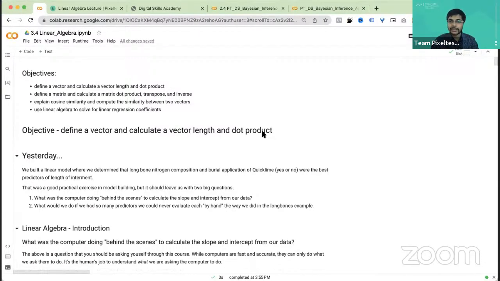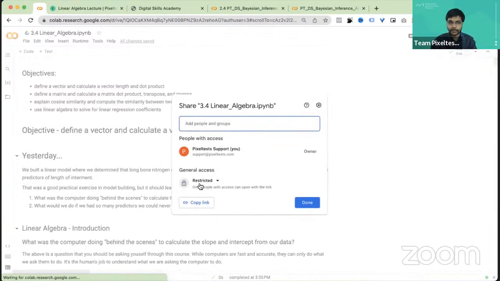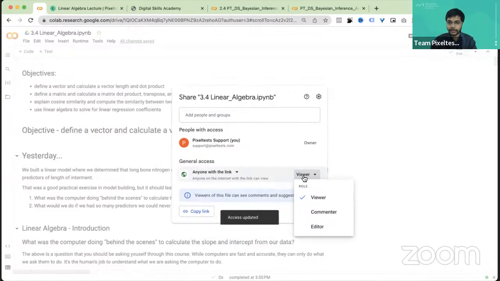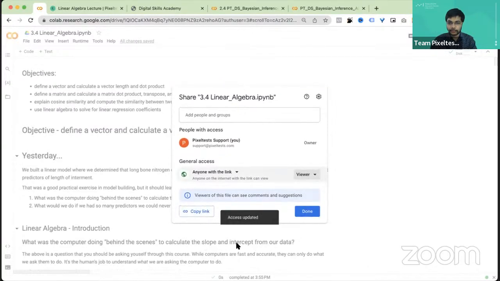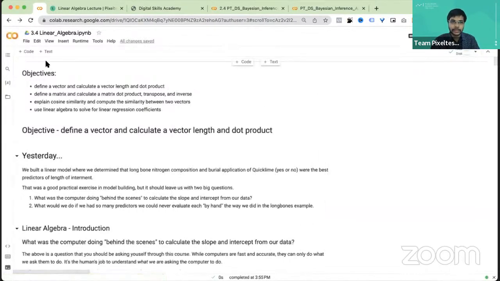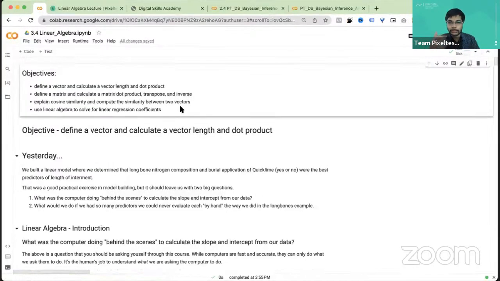I'm going to share this Colab file, the exercise file. People who are new to Colab, do not worry. I'm going to give you a simple instruction on how to do that. I'm sharing this particular Colab file with everyone. If you are opening Colab for the first time, open the link that I've shared in the chat, click on File, and say Save a copy in Drive. It will open in a new tab and you can work from there. That is about the initial setup.